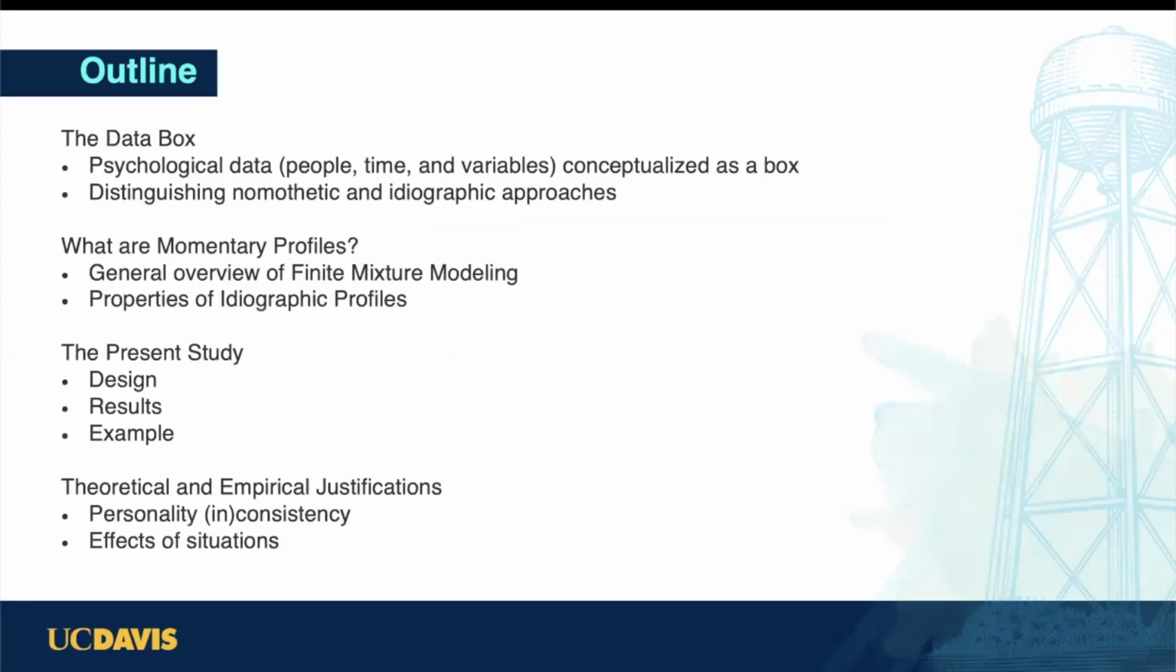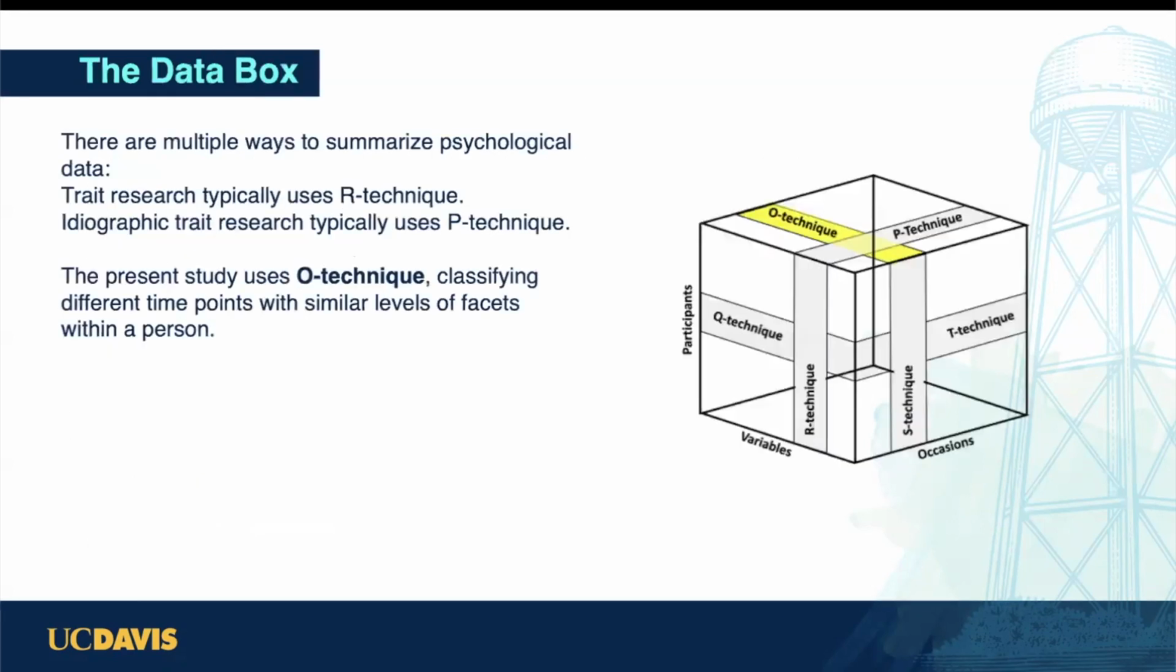So the outline: we begin with the data box, how psychological data, people, time, and variables can be conceptualized as a box and different ways of summarizing that data. Then we get into the meat of the project, which are momentary profiles, go over what finite mixture modeling is, and specifically the properties of idiographic finite mixture modeling and the profiles that result from them. Then the present study, and then we end with the theoretical and empirical justifications of using this method.